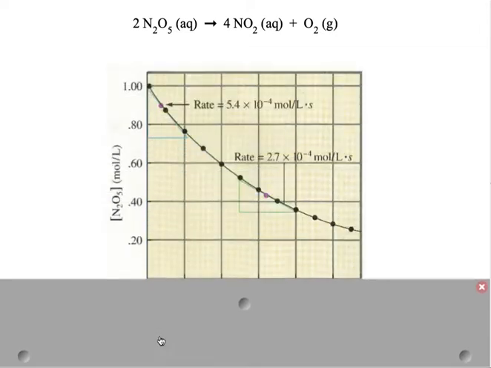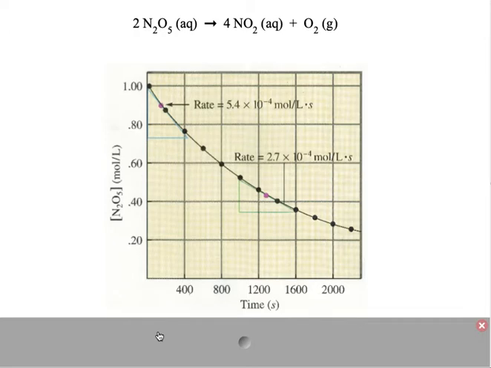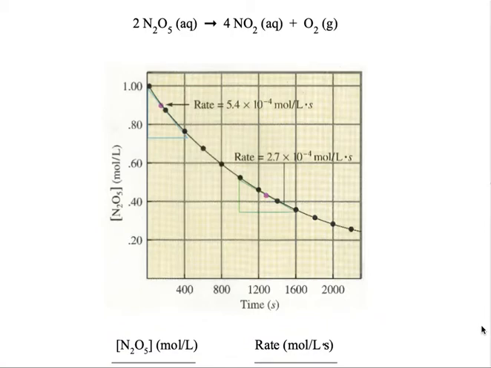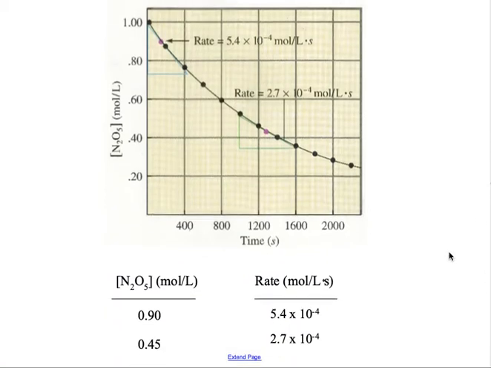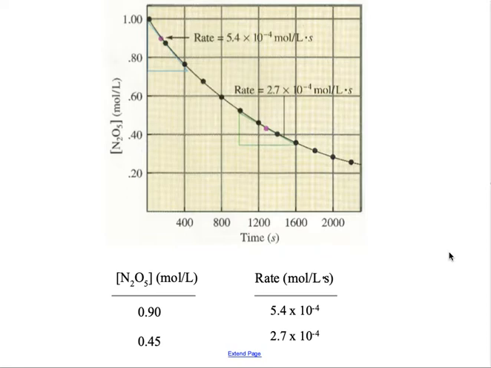So if we carry out the experiment and watch the concentration of N2O5 decrease with respect to time, we see that after about 200 seconds, when the concentration has dropped to 0.90, the instantaneous rate of reaction is 5.4 times 10 to the negative fourth mole per liter per second. But when the concentration has dropped to 0.45 moles per liter, the rate has decreased to 2.7 times 10 to the negative fourth. And the question is, can we determine anything from that? So look very carefully. The concentration has decreased by a factor of 2, and the rate has also decreased by a factor of 2.